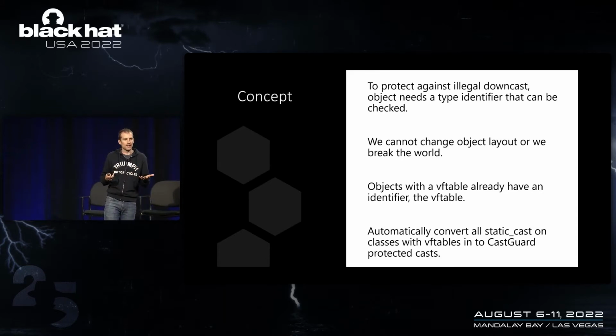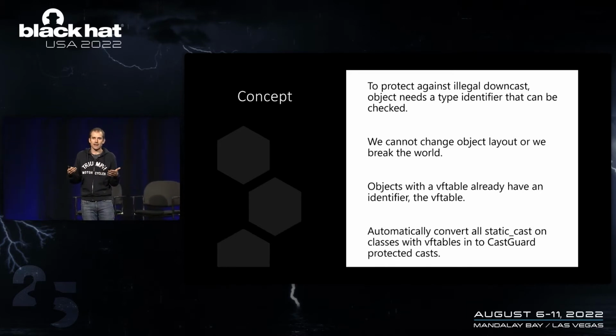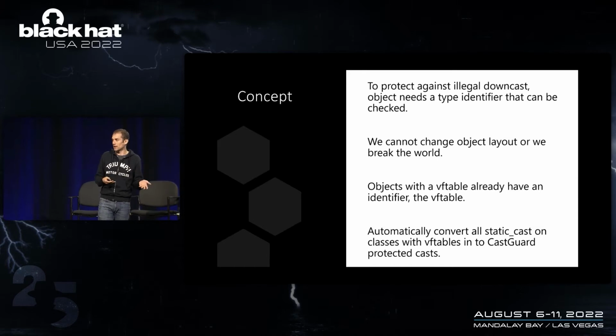And so now that we have an identifier that is already baked into objects, that gives us a way that we could do checks on downcasts to see if they're legal or not without breaking the ABI. And so that allows us to automatically convert all of the existing static downcasts that we have in our code into CastGuard protected downcasts.